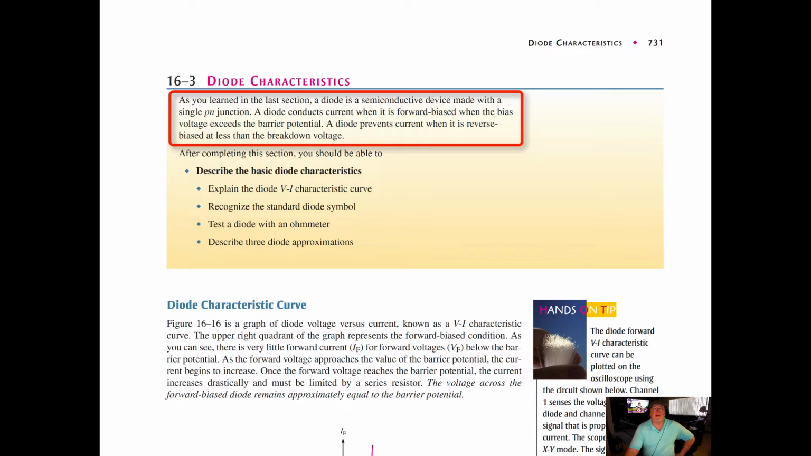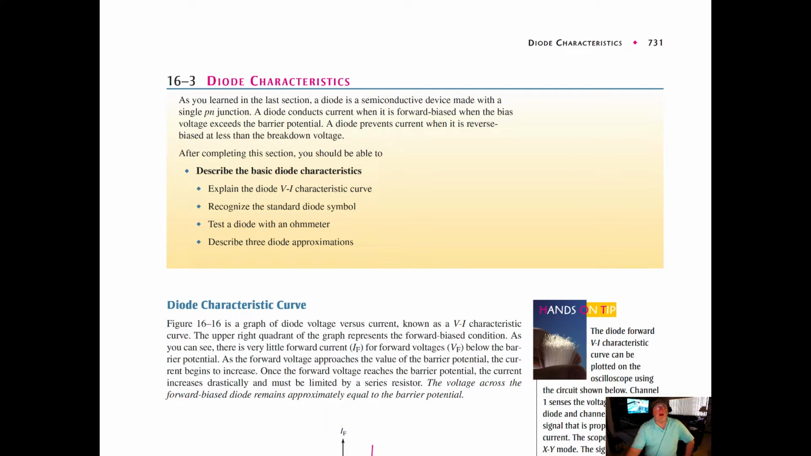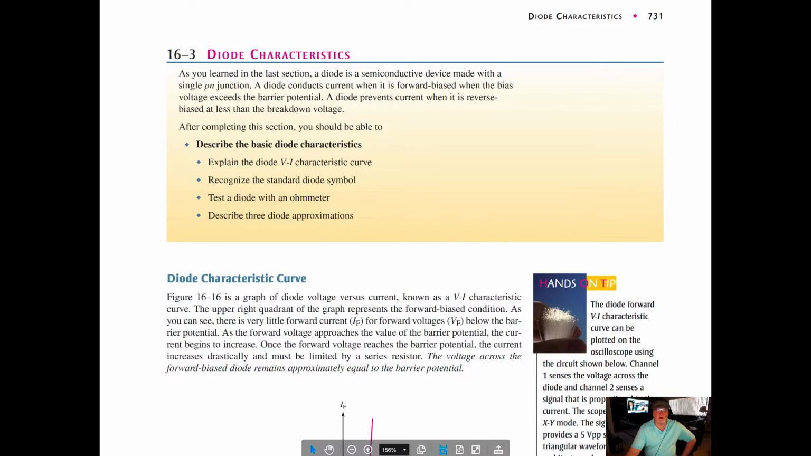As we saw in the last section, a diode is a semiconductor device made with a single PN junction. A diode conducts current when it's forward biased, when the bias voltage exceeds the barrier potential. A diode prevents current when it is reverse biased at less than breakdown voltage. So we can start thinking about a diode as having switch characteristics, which only allow current to flow in one direction, unless we max it out reversed, and we'll learn a little more about that when we get into the characteristics and further on with the Zener diode.